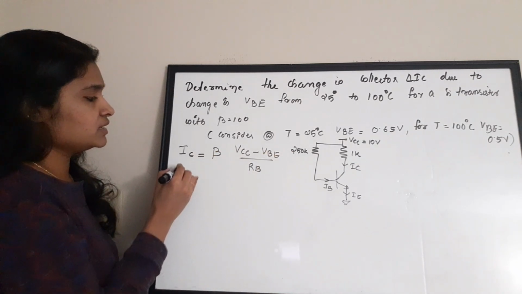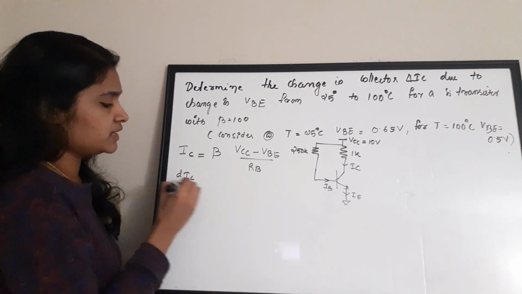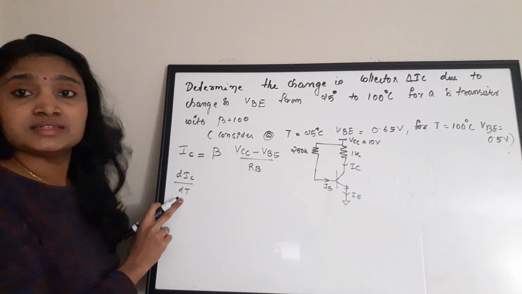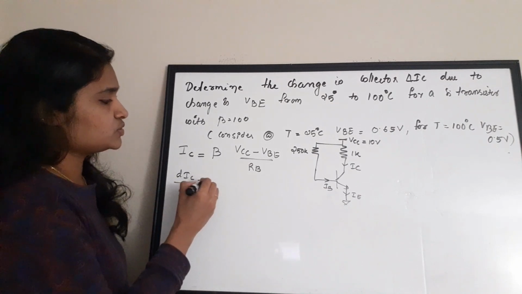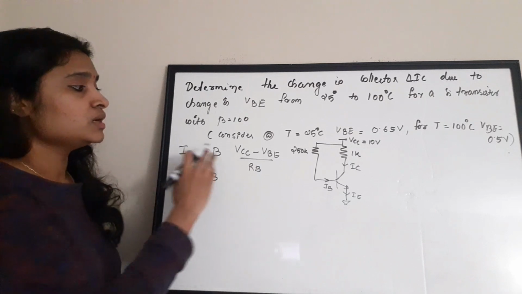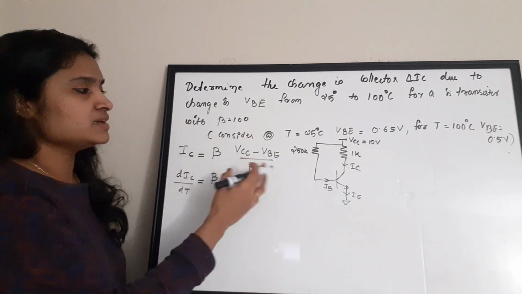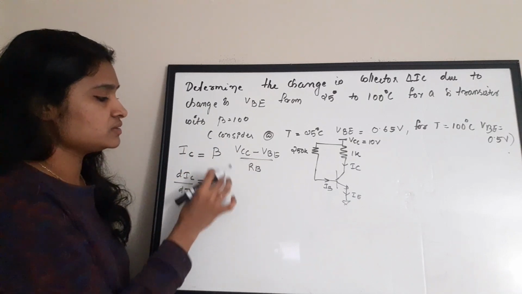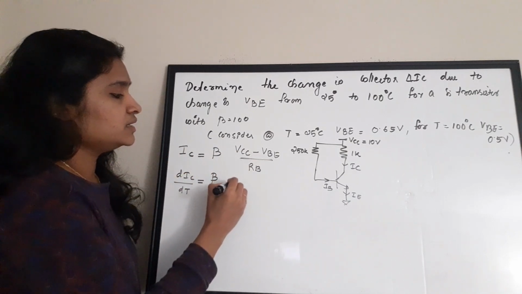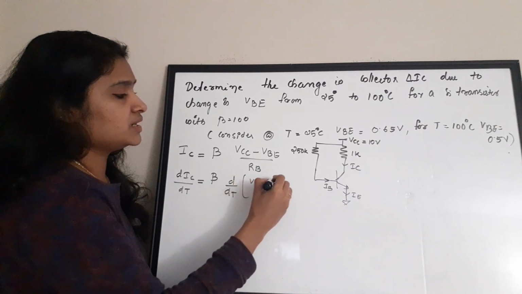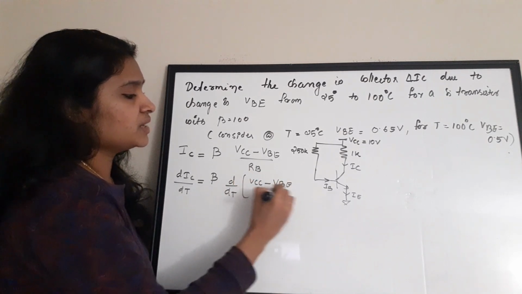So I'm going to find dIC by dt, that is the change in collector current with temperature, is equal to, beta is actually a constant, we can take it outside. We don't need to multiply the beta inside, because in the end also we need to take it outside. So I'm going to take it outside in the beginning itself. d by dt of (VCC minus VBE) by RB.